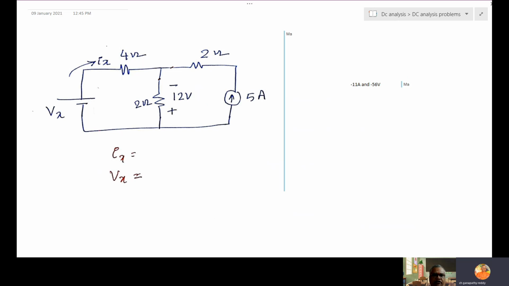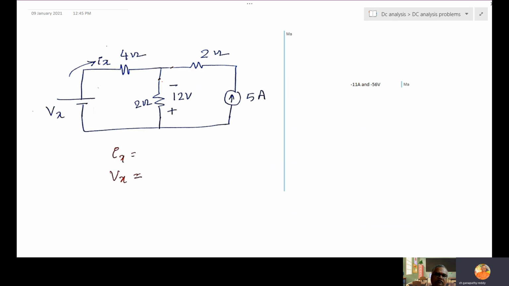Find Ix and Vx. So here 12 volts given. 12 by 2. What is 12 by 2? 6. The 6 will go up or down.